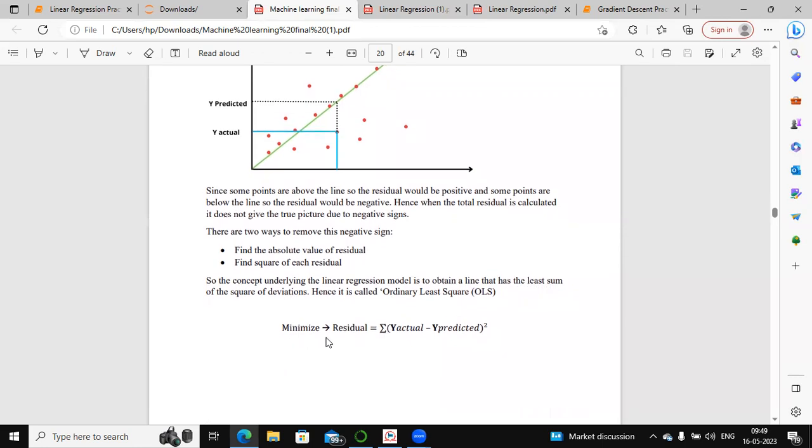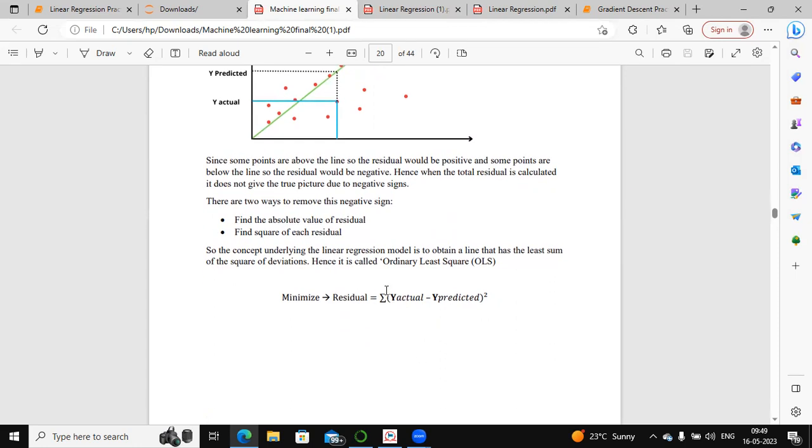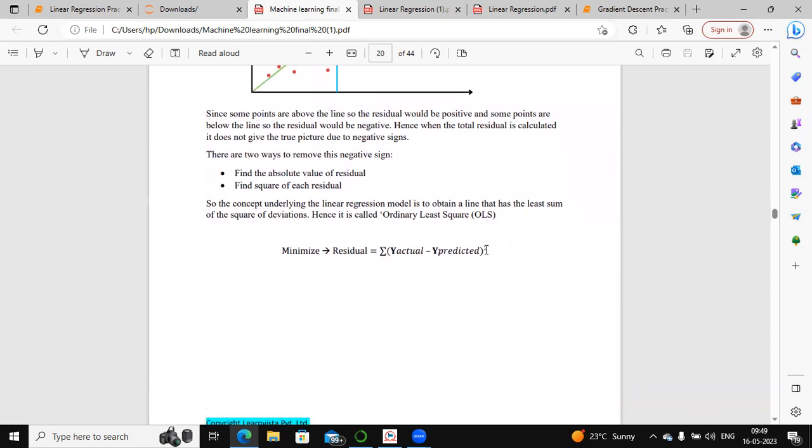So you want to minimize the residual, then you have to take the summation. So you have to minimize the residual. You have to find the value of the intercept and the slope in such a way that the cost function or the error is minimum. Okay. So this is the sum of square residual, y actual minus y predicted whole square.